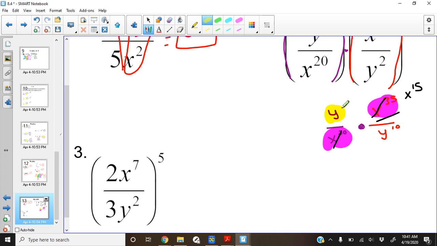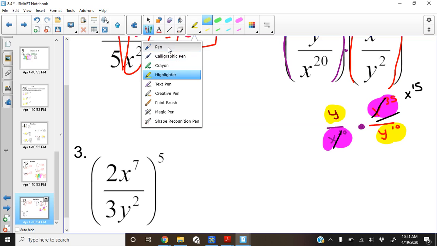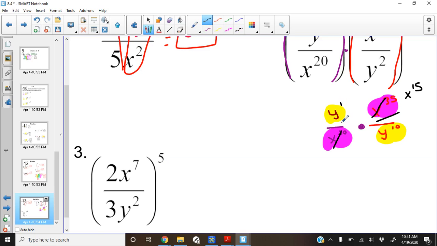Same idea with the y's. Y, which has an exponent of 1. We can write it in to remind us. So y to the first over y to the 10th. We subtract our exponents. We have 9 left over, but where are those 9 y's left over? They're left over in the denominator. So we have y to the 9 in our denominator. So our final answer is x to the 15 over y to the 9.